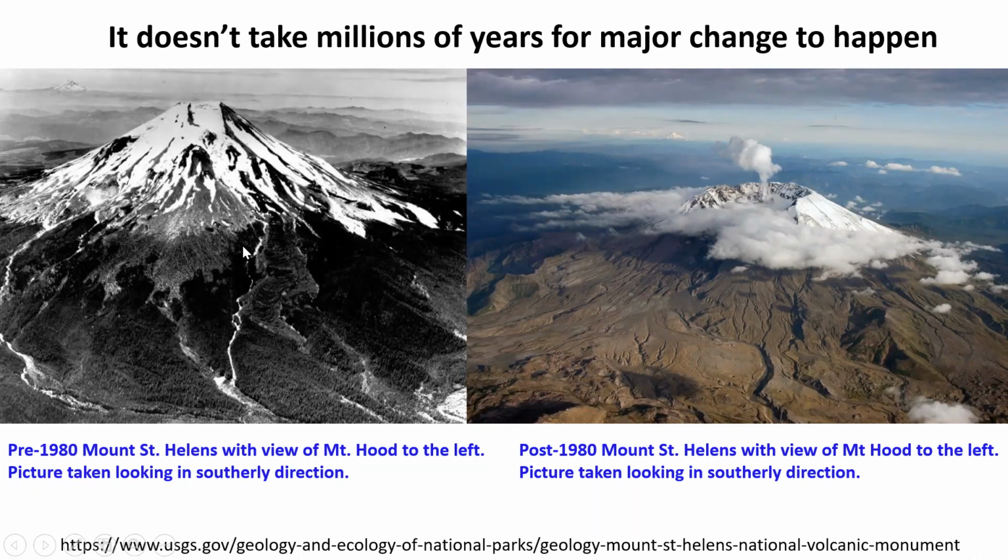Pre-1980, Mount St. Helens with a view of Mount Hood to the left. Okay, and the picture is taken looking in the southerly direction. And then post-1980, the same place, very much the same angle, with the view of Mount Hood to the left also. Picture also taken looking in the southerly direction. So they are pretty much the same angle, and you can see a huge difference.